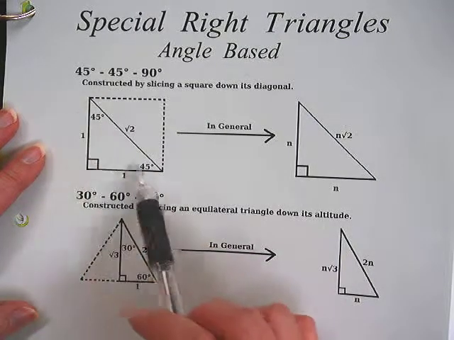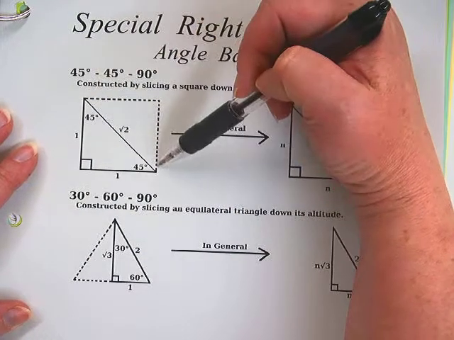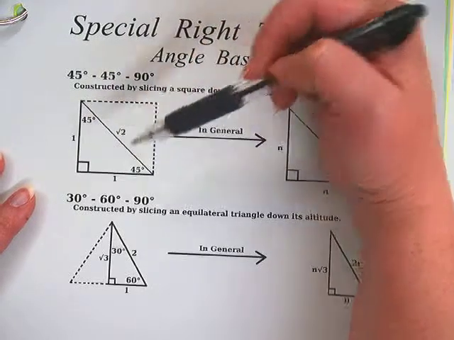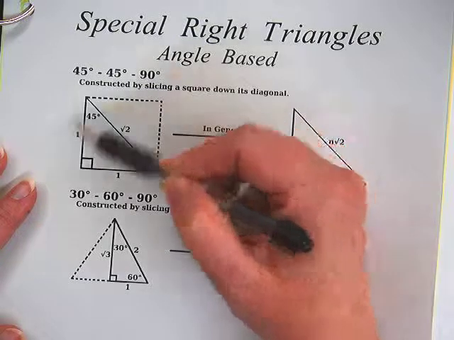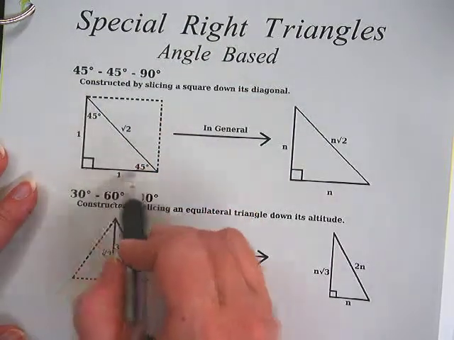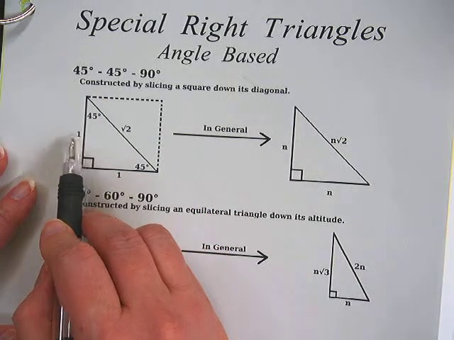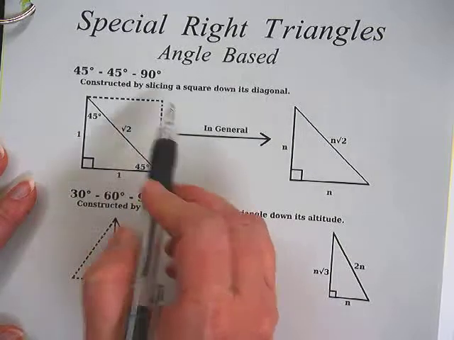A square starts with all 90-degree angles, and then if you cut it diagonally, you're breaking those 90-degree angles into 45-degree angles, so that we have a 90, 45, and 45 totaling 180. The sides of the square are all the same exact length. So, say for example, we have a square that has 1-inch sides. This would be an inch, this would be an inch, this would be an inch, and this would be an inch.